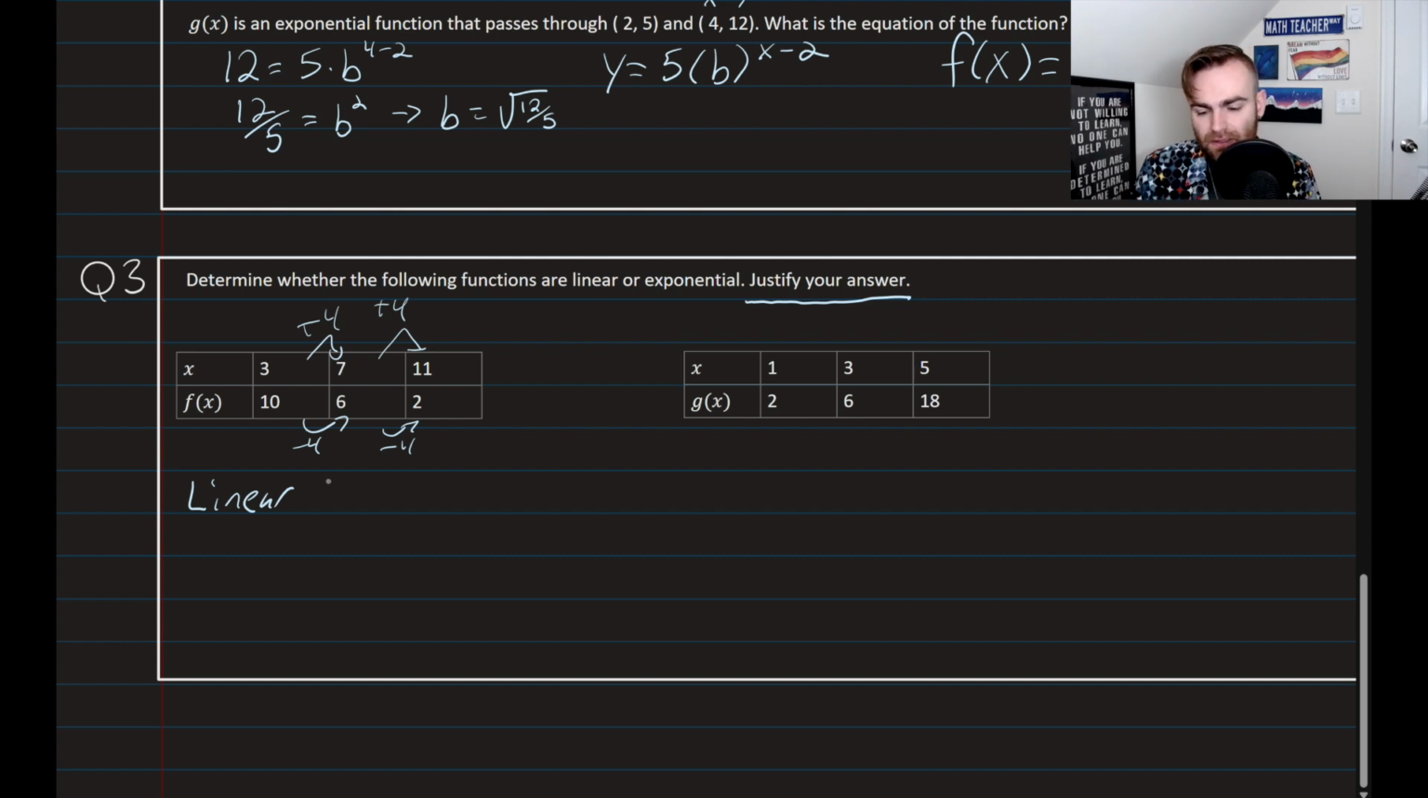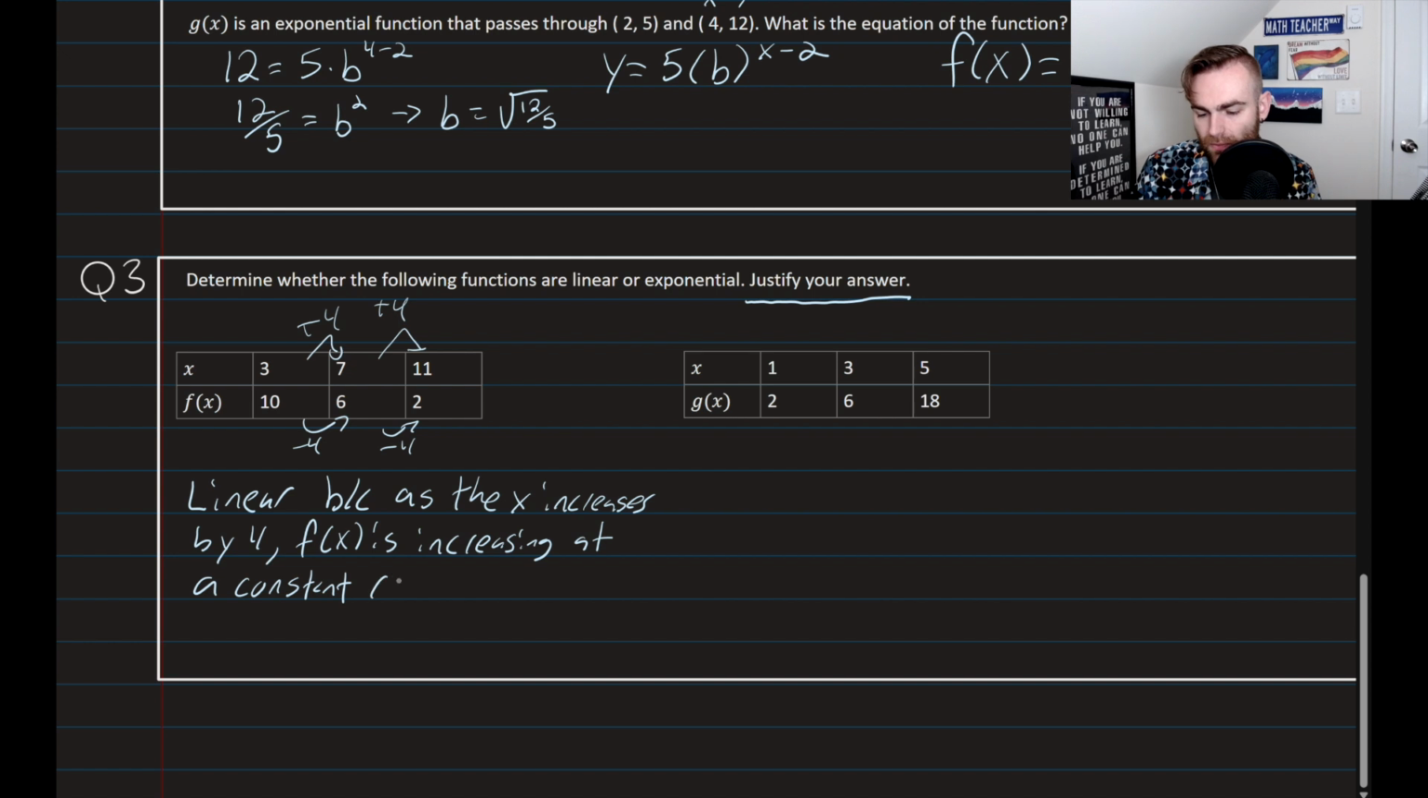So we're going to say it's linear because as the x increases by 4, f of x is increasing at a constant rate of negative 4. And you could wordsmith that a couple of different ways. You don't have to use my exact verbiage. If you're studying for a test, I would not be like, it's got to be 1 for 1 for exactly what I said. No, no, no, no. As long as you're getting your point across and what you're saying makes sense, you're perfectly fine.